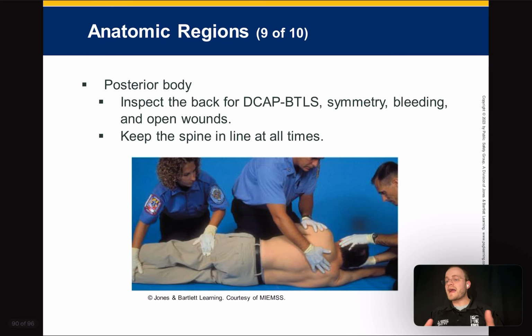The posterior back, we do this a lot when backboarding. Notice someone is supporting the head, right? And someone supporting the legs and the pelvis. And this guy is assessing the back, right? He's feeling down the spinal cord and the vertebra and feeling for step off, deformity, pain, DCAP-BTLS, really. That's what he's feeling for going down, okay?